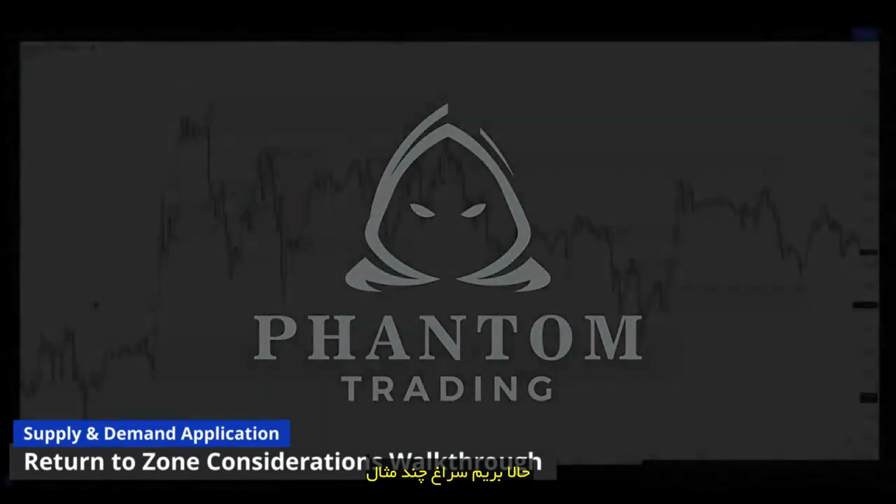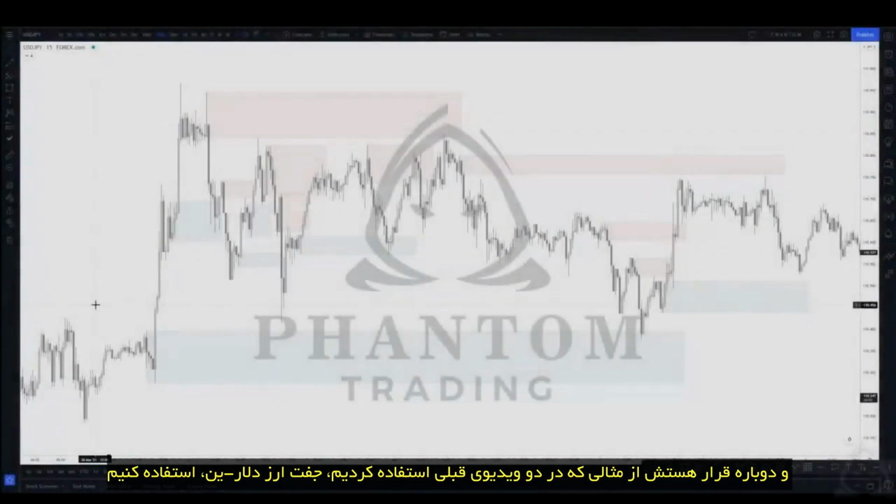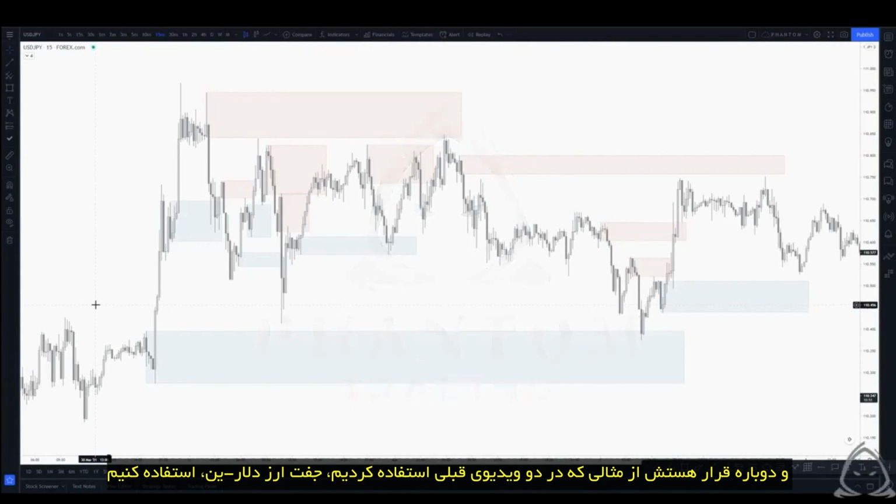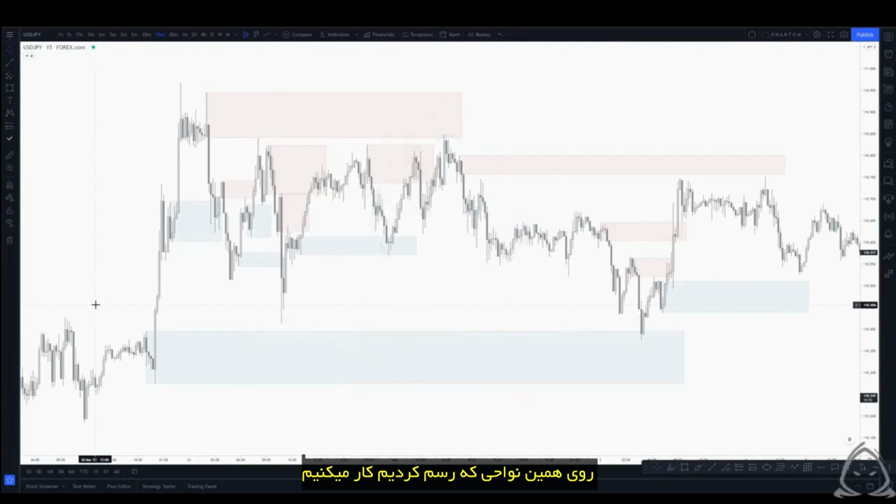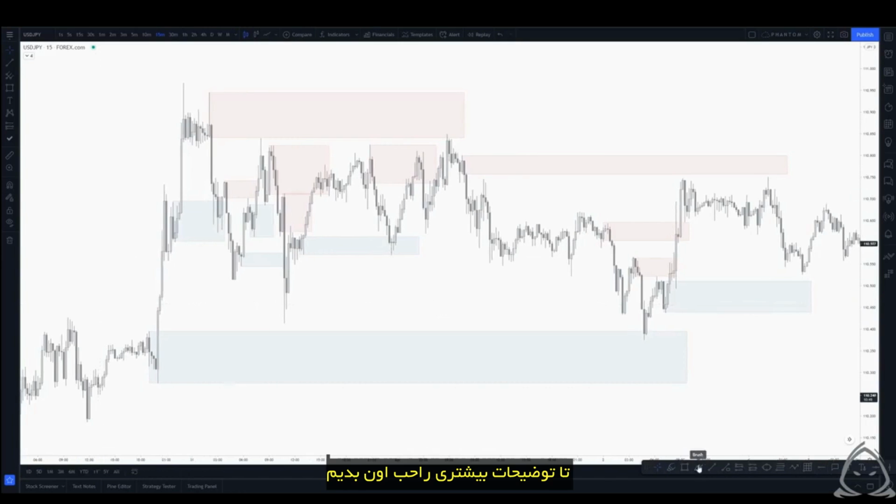Now let's jump into some examples. And again, we're going to use the same example we've been using for the past 2 videos here on US dollar, Japanese yen, just building on the zones that we've already mapped out and really just going through the way price action is returning back to the zones, just to further explain what we've just been building on.